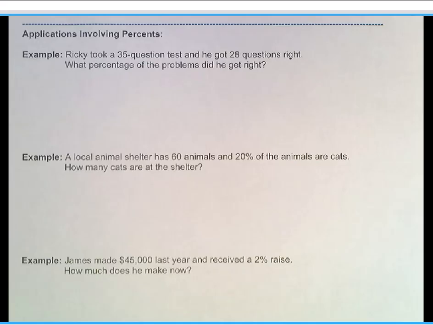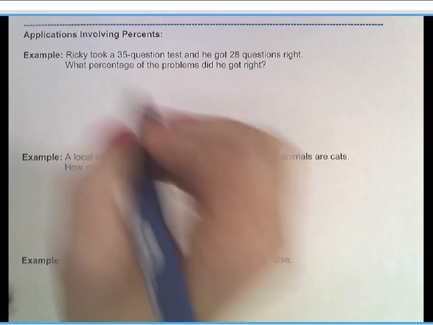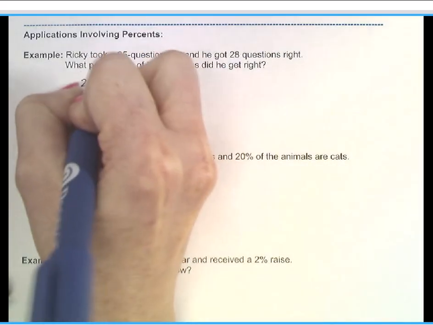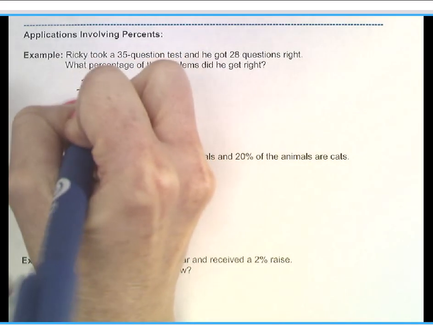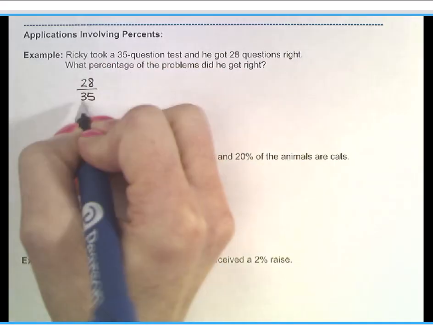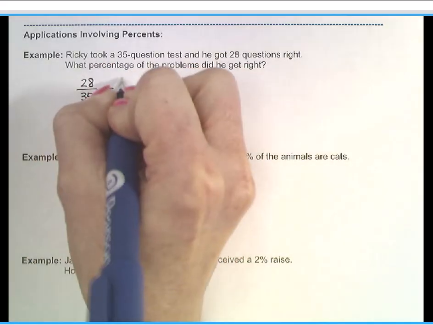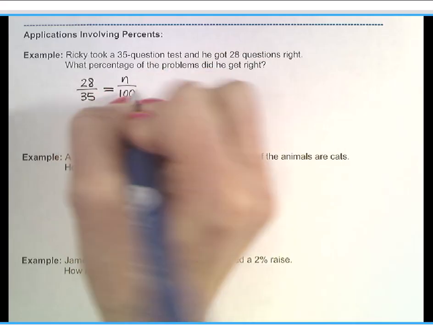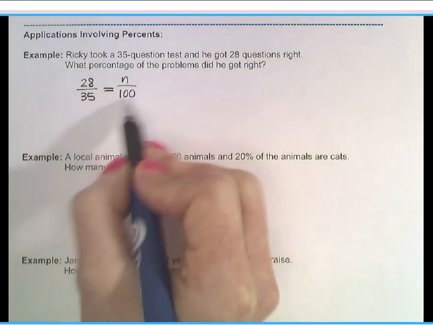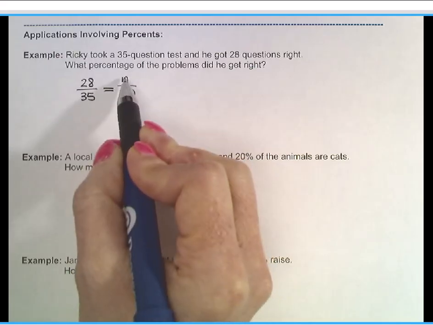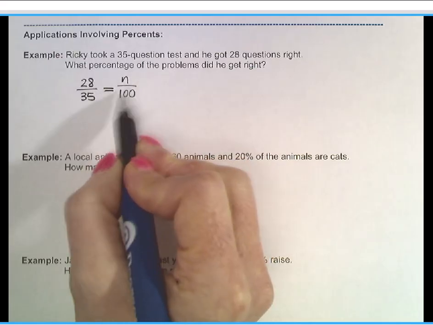If you think about how you would explain this to somebody else, if they said, well, how many questions did you get right? You'd say, well, 28 out of 35. When you say 28 out of 35, you basically just said a fraction. So if Ricky got 28 out of 35, and I want to convert that fraction into a percent, then I set it up against my percent notation, right? We've said, this is the third time now, that a percent is per 100.